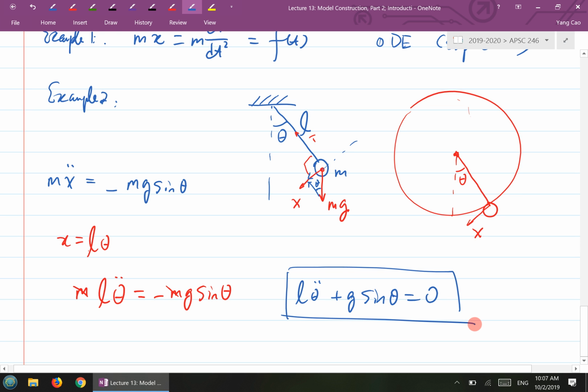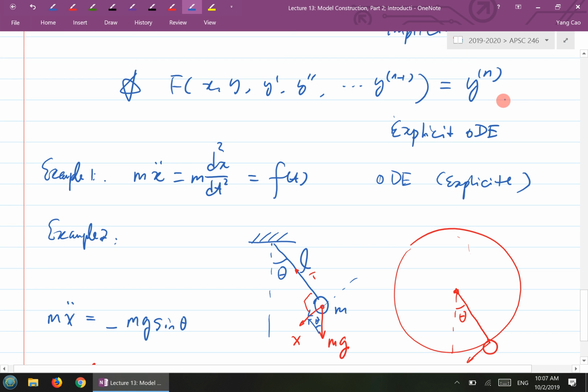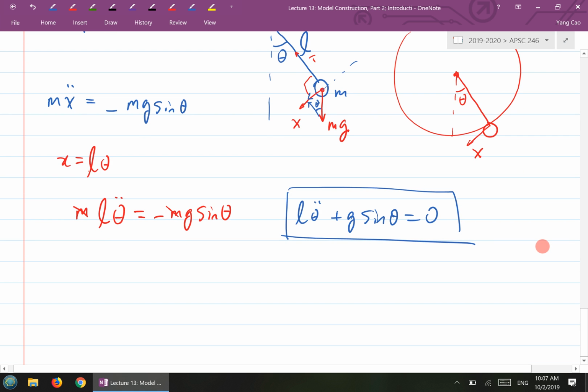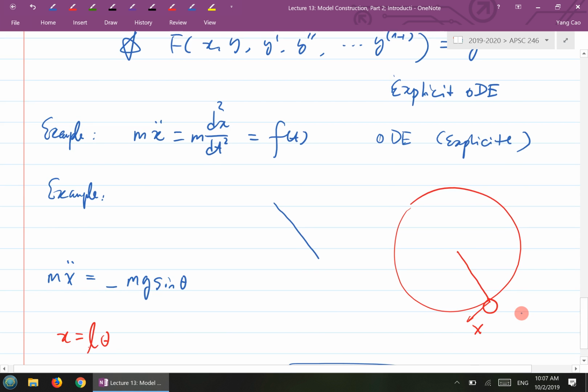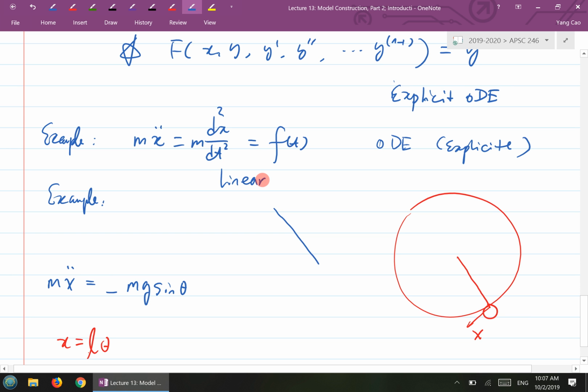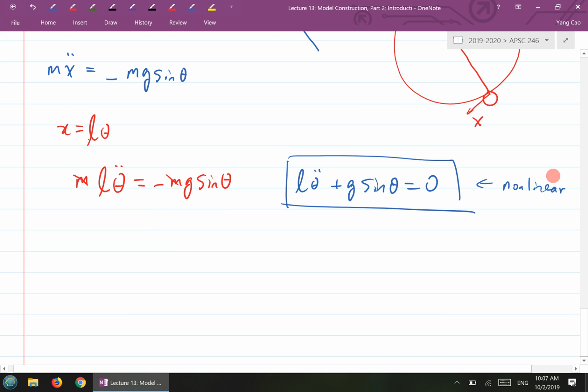And this is a second order ODE, and it's explicit. Right, it can be written as in this example here. All of the examples you see here involve only one function, with only one independent variable, and they could involve higher order derivatives. As we'll see later on, this one is actually a non-linear one, and this other one is a linear one. All right, so that's ODE.